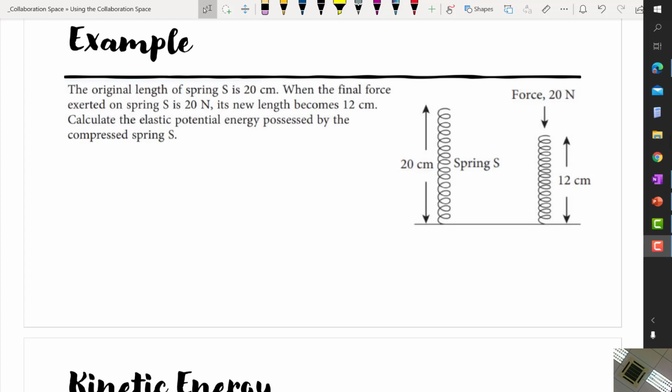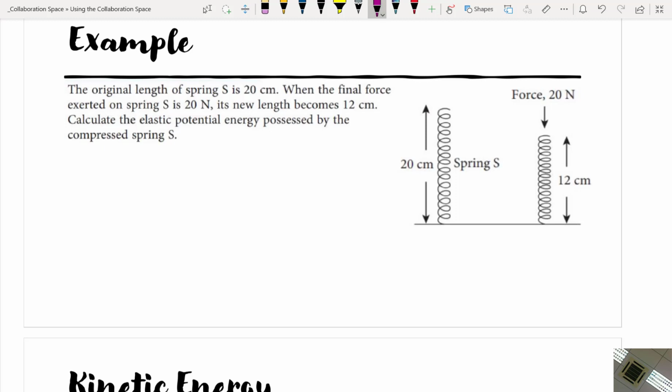Here is an example. The original length of spring S is 20 cm. So I will write this. If this is in the exam, I suggest you write this one, original length. So this one is LO, O for original. When the final force is 20 Newton, so that's the force. Hence its new length becomes 12 cm, so that's the new length.